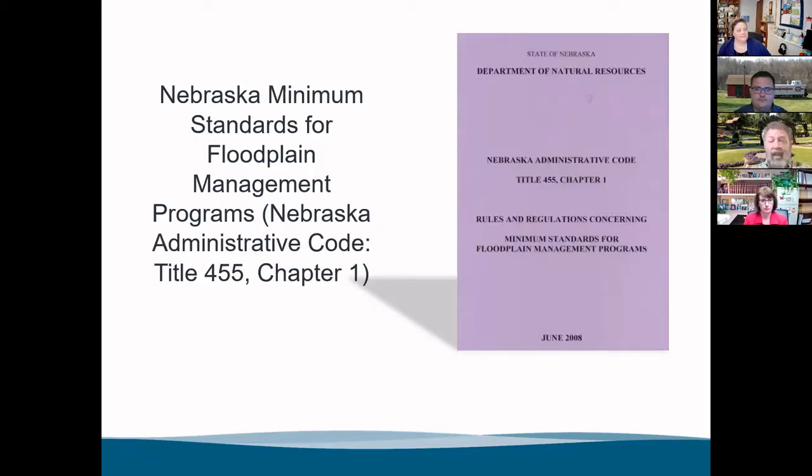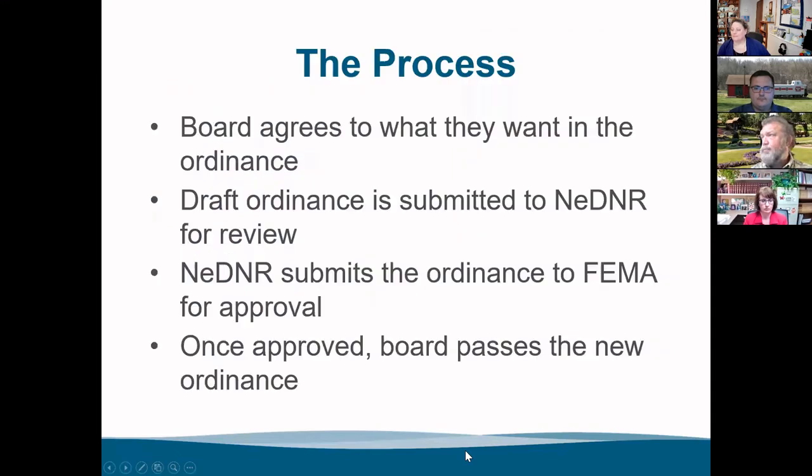And of course, there's our state minimum standards. And if you read those, that reads very similar to your ordinance also. There might be little differences in language, and we're looking at making those tie in together better. But again, this is Administrative Code Title 455, Chapter 1, that says what the minimum standards are for your floodplain ordinance.